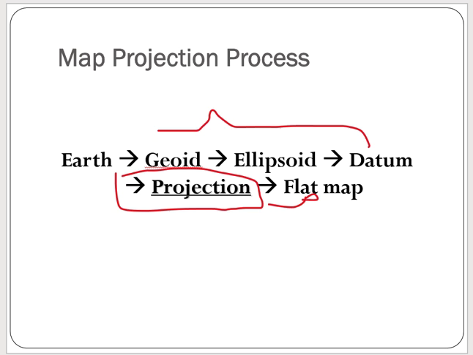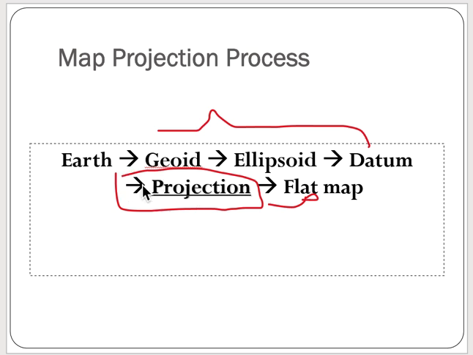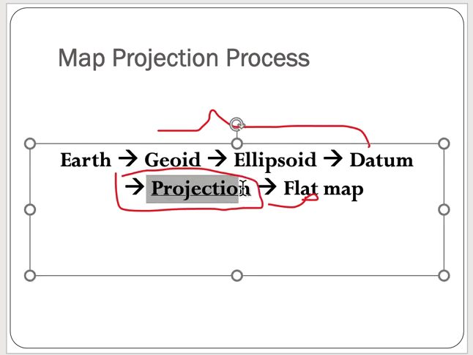Last week's lecture, we were talking about concepts such as the geoid, the ellipsoid, and the datum. We have talked about how Earth is a three-dimensional surface, and for a GIS analysis, we need to represent that three-dimensional surface on a flat map. So we use projection to do the conversion from the Earth to a geoid to an ellipsoid to a datum and then to a flat map.